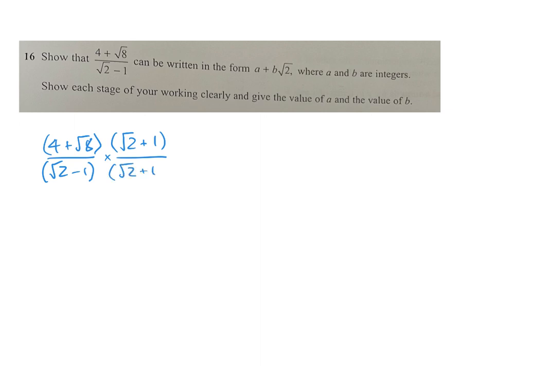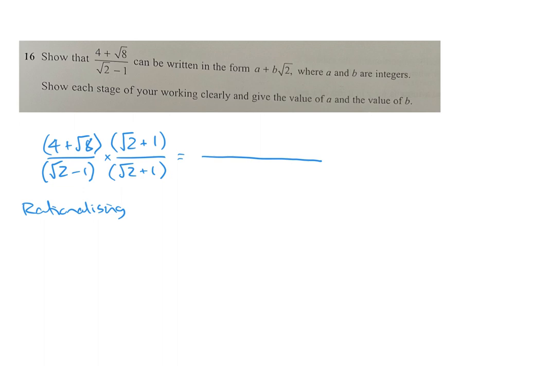Now this is called rationalizing the denominator. And it's a process where you can actually get rid of the surd at the bottom of my fraction. So what I have here now is, if you know when you multiply two fractions, you multiply the numerators together and you multiply the denominators together. So at the top here I'm going to multiply 4 plus root 8 by root 2 plus 1.